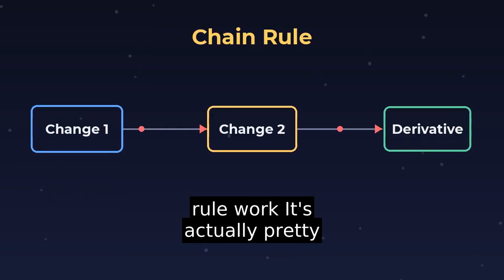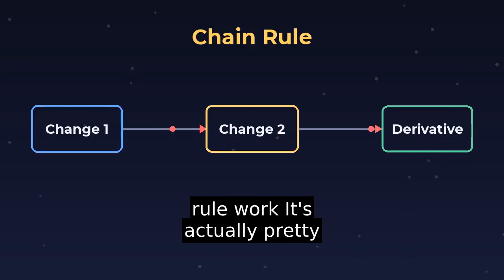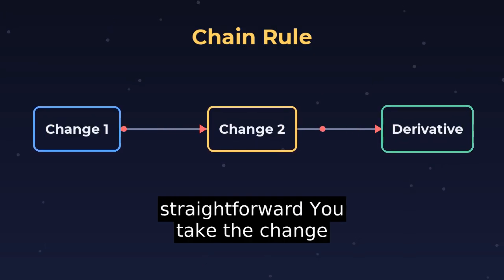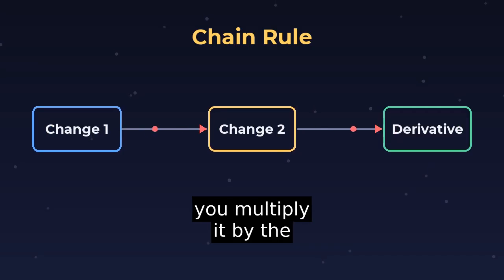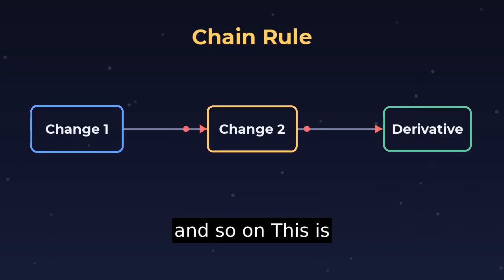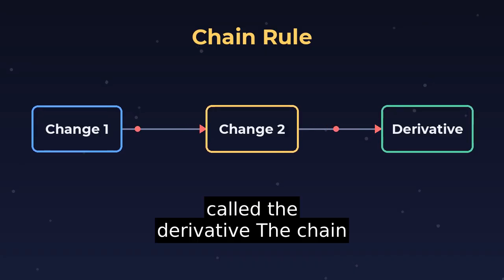So, how does the chain rule work? It's actually pretty straightforward. You take the change in one thing, and then you multiply it by the change in the next thing, and so on. This is called the derivative.